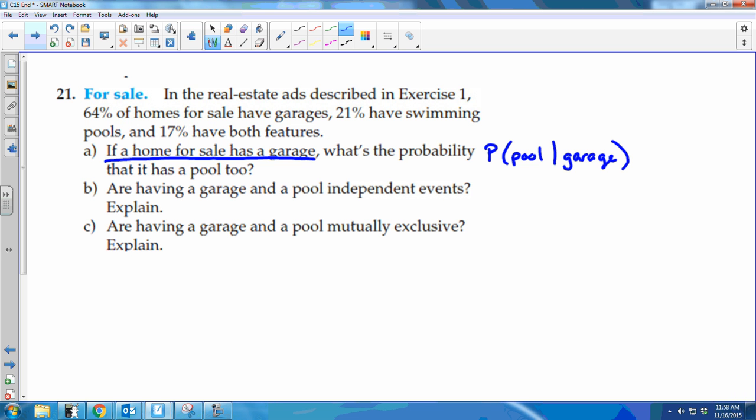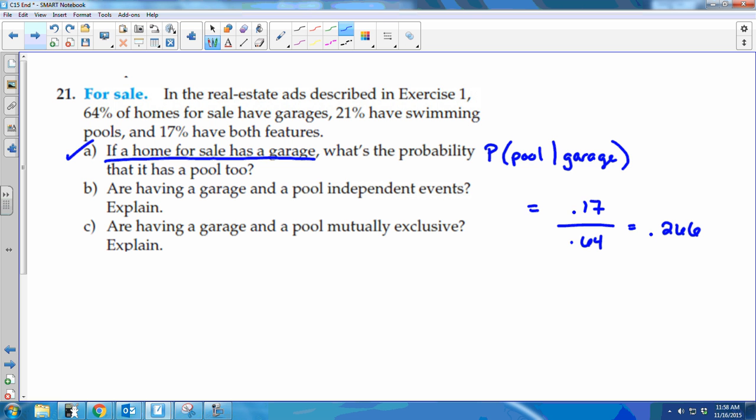So make sure you're reading into that. The clauses are important. They give you the conditions you have to meet. So if we use the formula, what's the probability of a pool and a garage? 17. And what's the probability of just garages? 64. It just takes me a long time to write them in my calculator. Yeah, you get 0.266. All right, so that's the answer to part A.